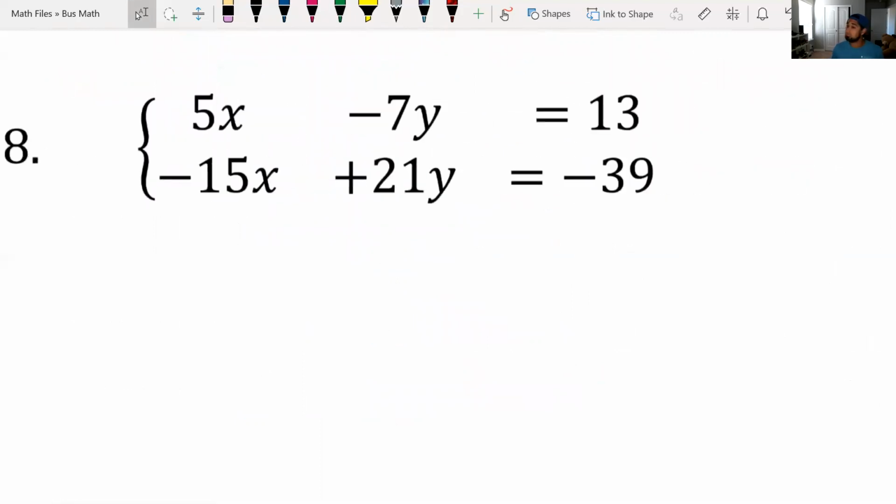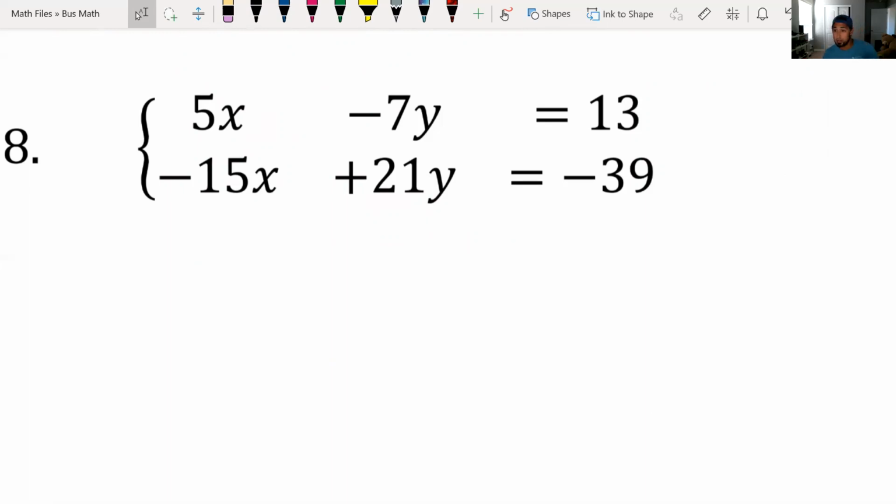Now, let's try it again. Elimination method again. All right. Let's see. 5x, 15x, 7y, 21y. All right. Well, we can go smaller. 7 and 21 are bigger than 5 and 15. So let's do 5 and 15. And the least common multiple between 5 and 15 happens to be 15, which means we only have to manipulate one equation, which is something you haven't seen before.